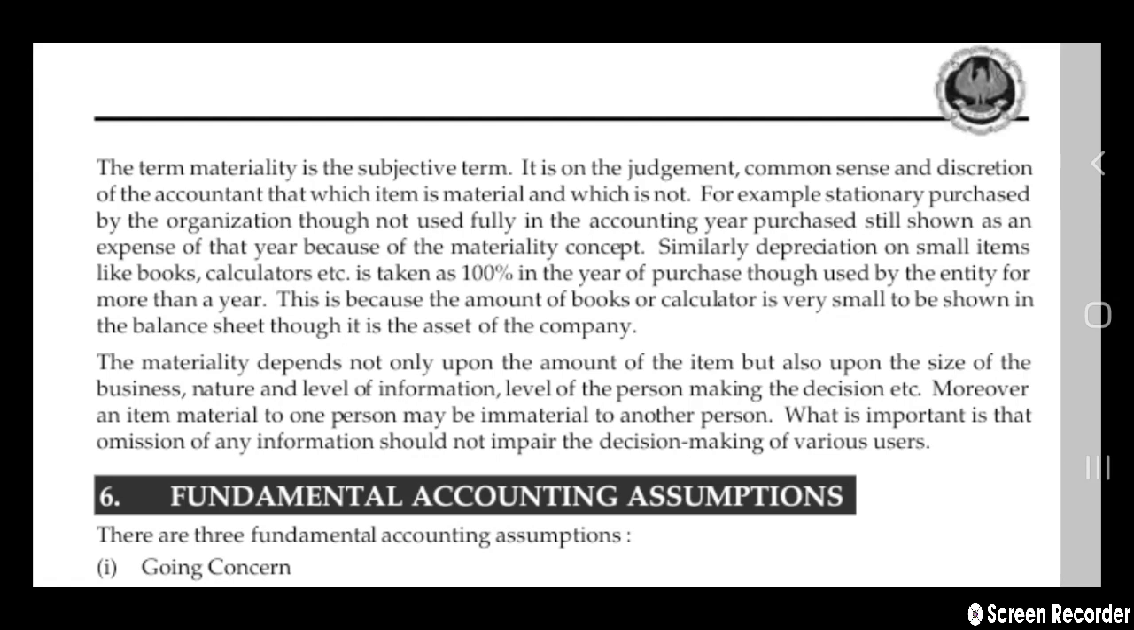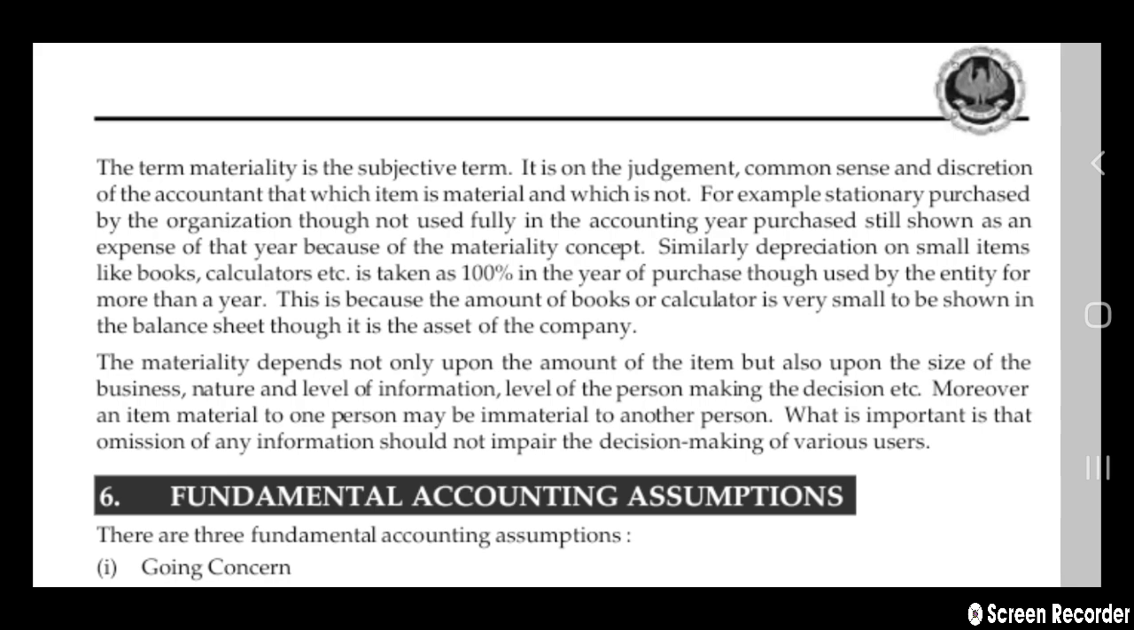For example, stationery purchased by an organization, though it is not fully used in the accounting year, is still shown as an expense of the year. They have to show it as an expense of the year because of the materiality concept. They bought that material and paid the money, even if they did not use it, so the accountant will show that as an expense.